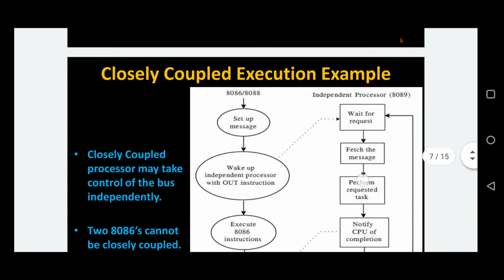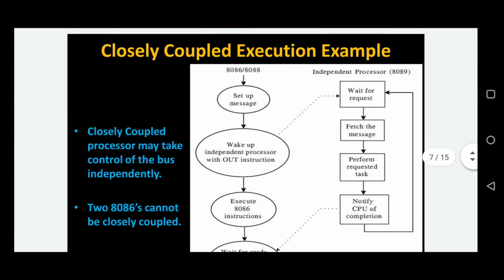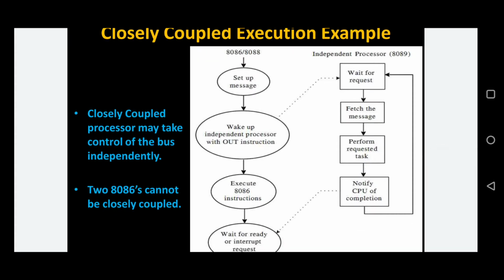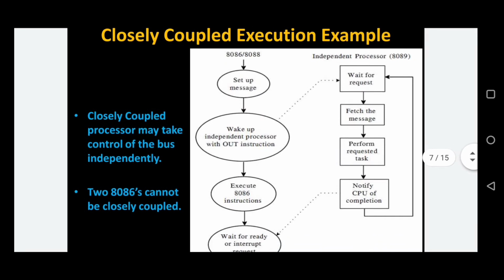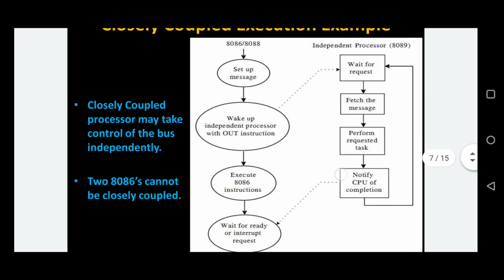And next, the example for a closely coupled execution. It is also the same, but instead of 8087, here we are using the 8089 microprocessor. The 8089 is the input output processor, so shortly it is called the 8089 IOP. The closely coupled processor may take control of the bus independently, and two 8086 microprocessors cannot be closely coupled. So let us see the first 8086.